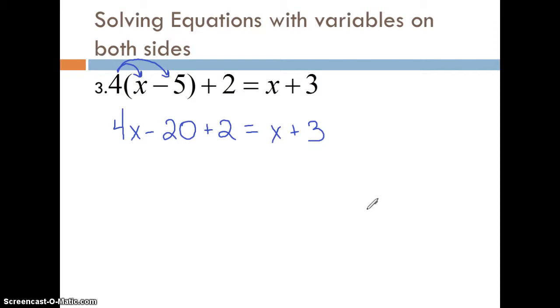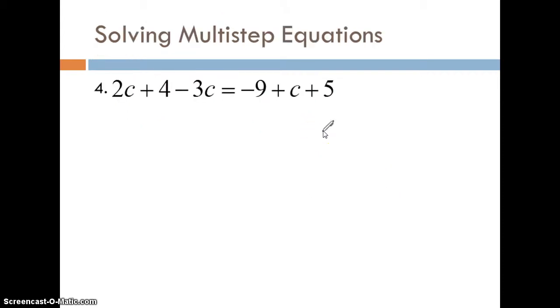All right, from there, I want you to finish the problem. In this one, you will get x equals 7. X will equal 7. All right, try this one. In this one, you should get c equals 4.